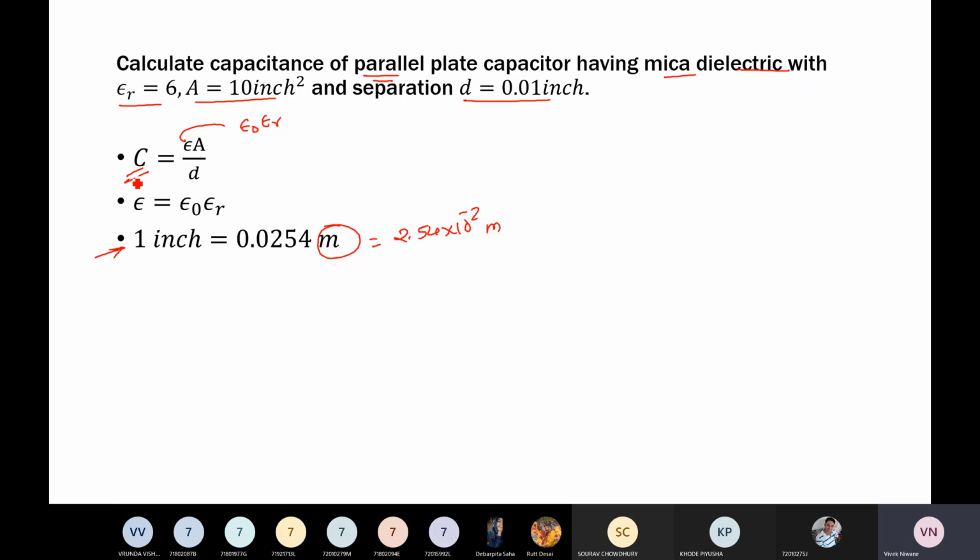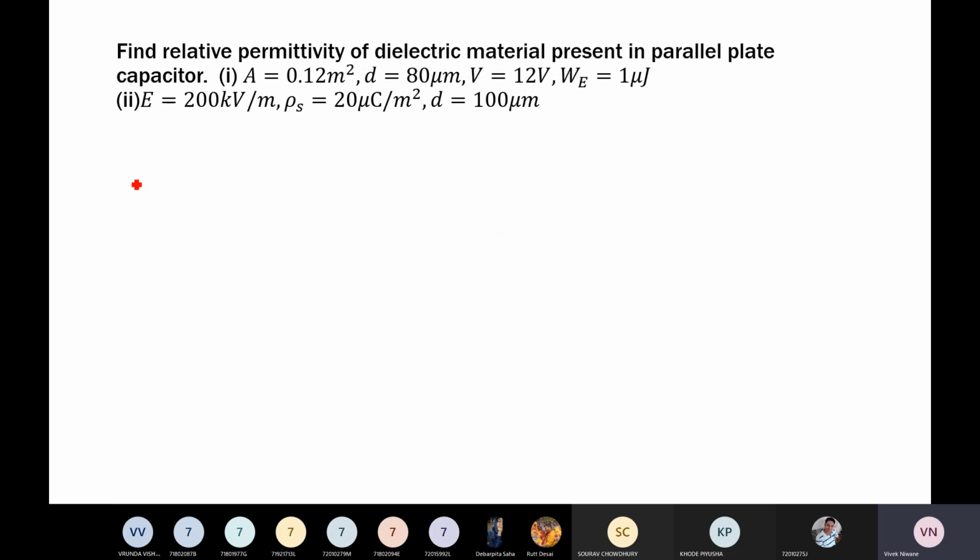Okay. So now moving on to the next numerical, find the relative permittivity of dielectric material present in a parallel plate capacitor. Once again, we have the parallel plate capacitor. First case and second case. Okay, two cases are there.